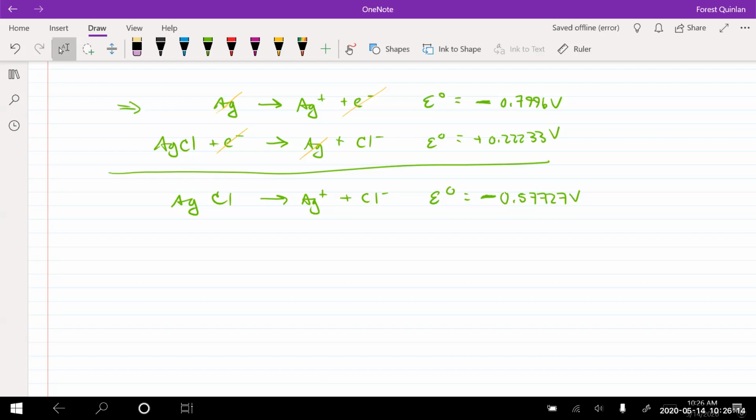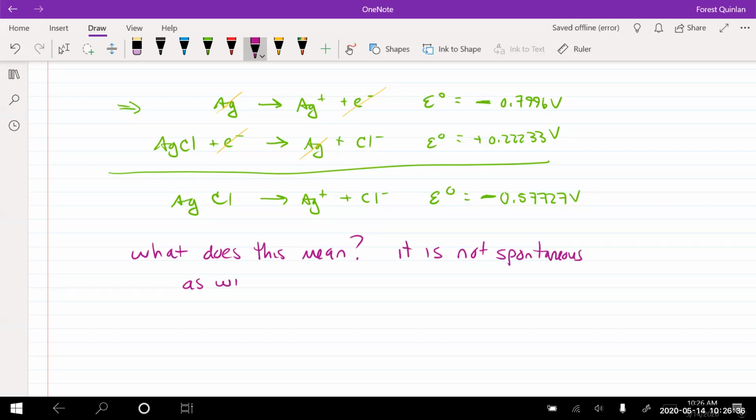Okay. What does this mean? It's happening backwards. It is not spontaneous as written. It's going backward.